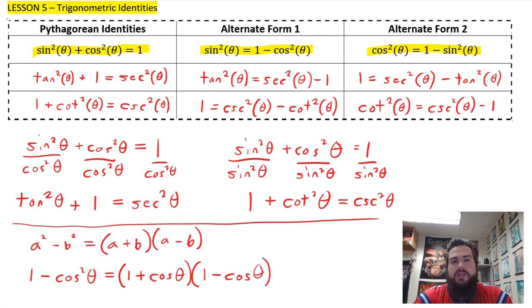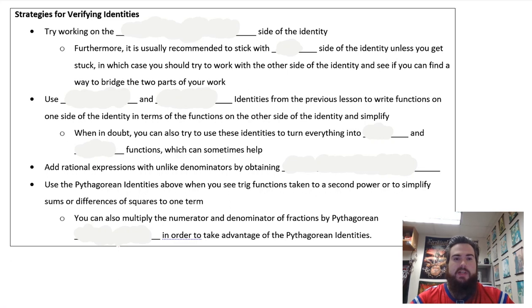Let's look at the strategies that we're going to use for verifying identities, such as using these concepts. Let's now move on to the strategies you may use when verifying identities. In this section, we're going to talk about some of the strategies that you can use when verifying identities. Take note that these are not the only strategies and the only ways that you can verify identities in this section, but they do outline many of the common strategies that you will see.